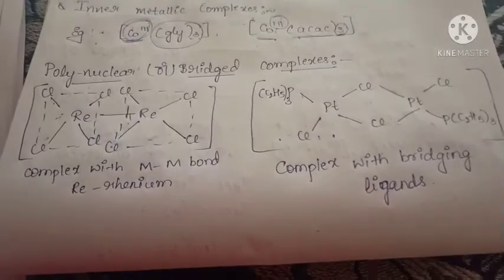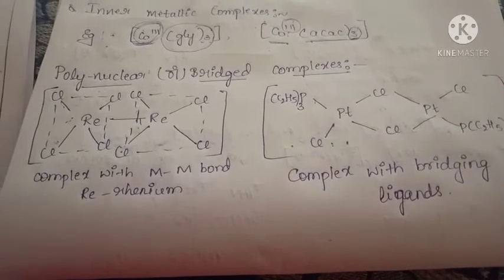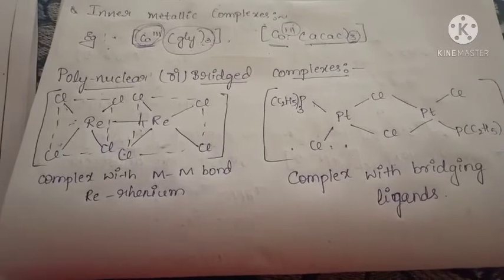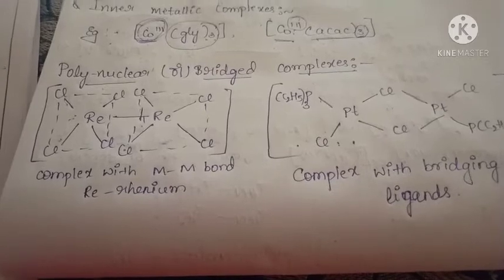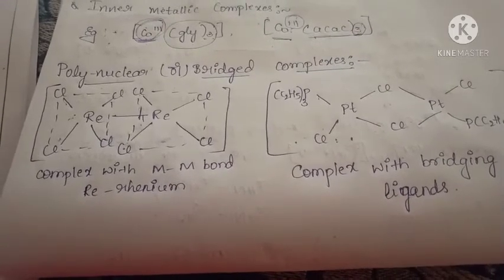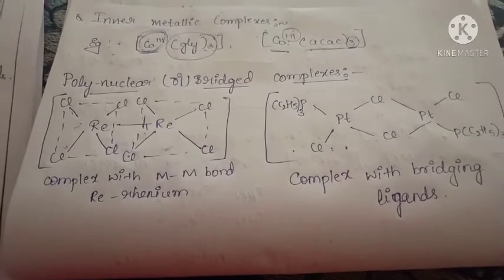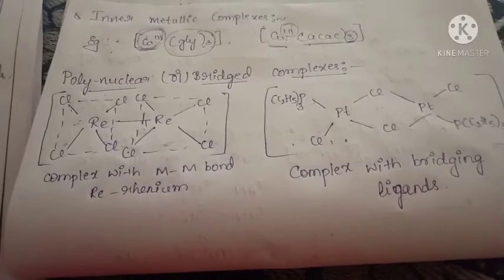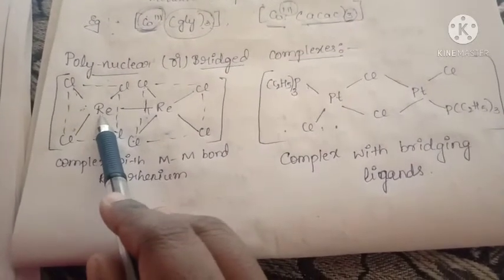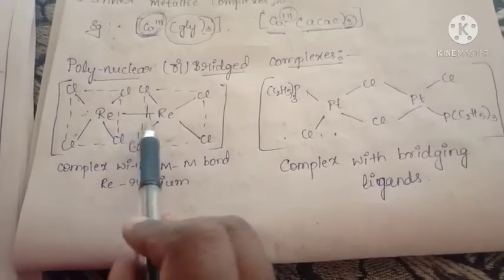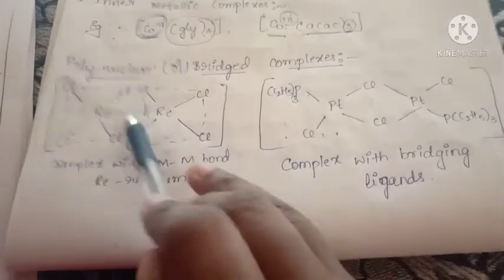Next will be the polynuclear or bridged complexes. The name itself says polynuclear. It means there are more metallic atoms, or it may be a bridged complex. Polynuclear complexes are coordination compounds containing 2 or more metal atoms or ions in a single coordination sphere. Here this is the rhenium complex, where rhenium is bonded with rhenium metal. But these are all present in a single coordination sphere.